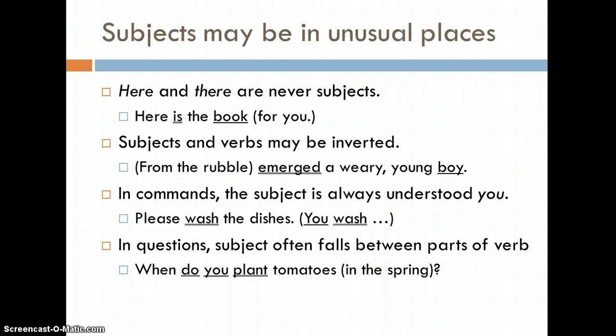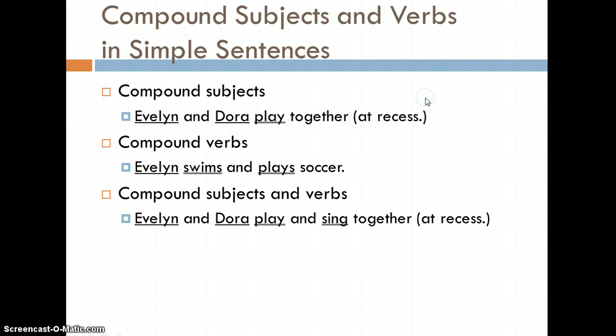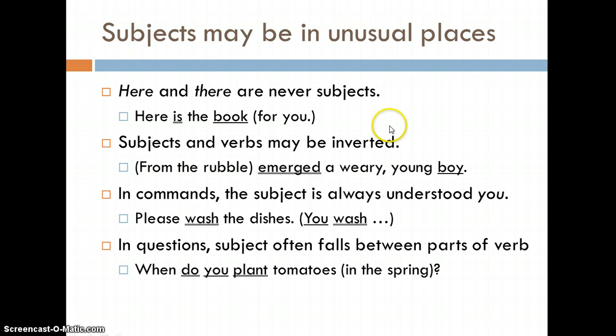Subjects may be in unusual places, so sometimes we need to be careful when identifying subjects of a sentence. Here are some guidelines. If we look at this first guideline here, here and there are never subjects. Here is the book for you. For you is a prepositional phrase, so we can just ignore it. Is the verb, and we ask what is here? The book. Okay, the book is the subject, so we just need to remember that here and there are never subjects. It's important to memorize that.